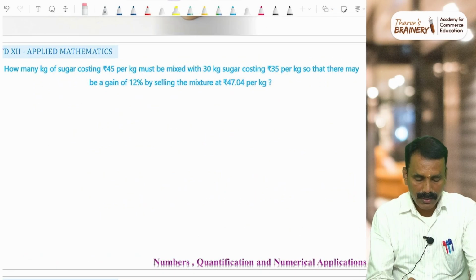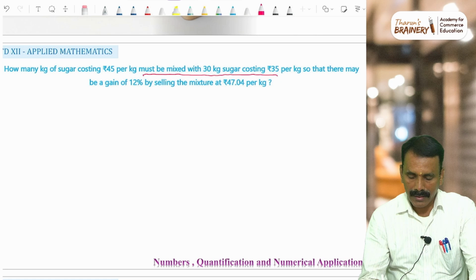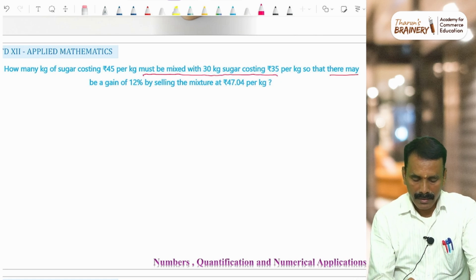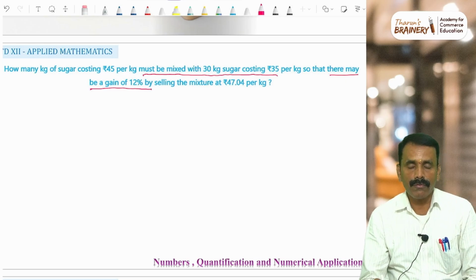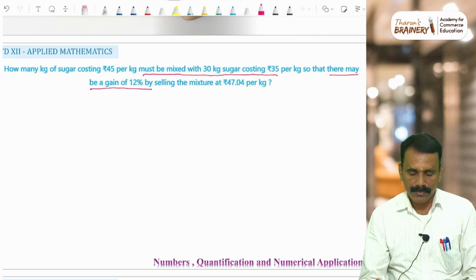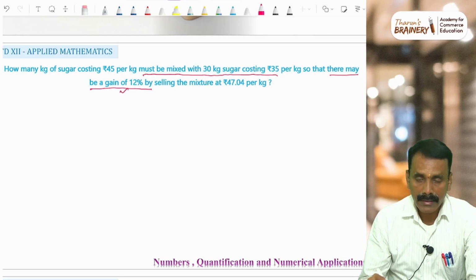How many kg of sugar costing rupees 45 must be mixed with 30 kg of sugar costing rupees 35 per kg, so that there may be a gain of 12% by selling the mixture at 47.04, 47 rupees 4 paise per kg? So it is going to be a gain.